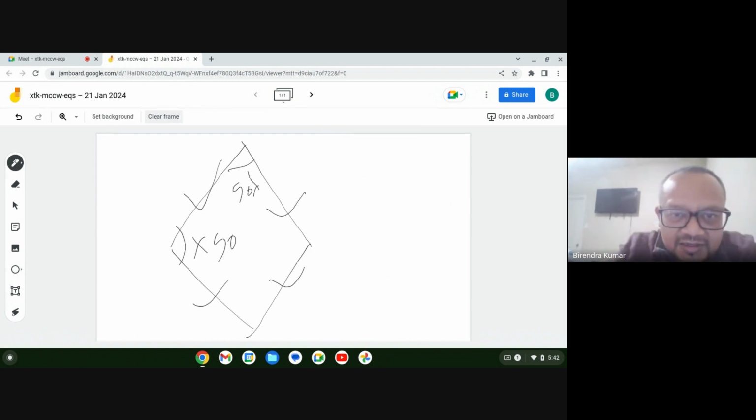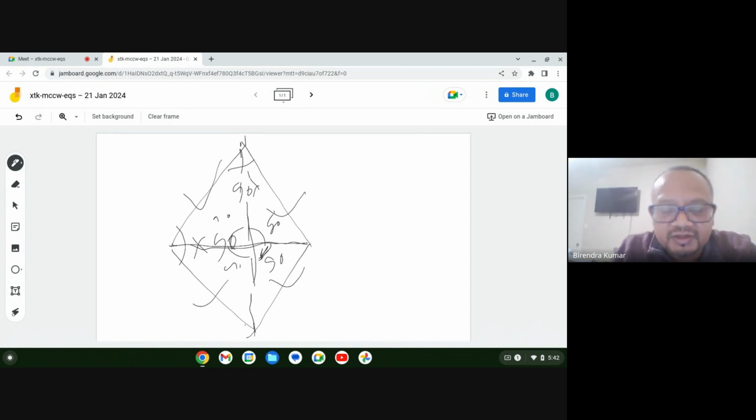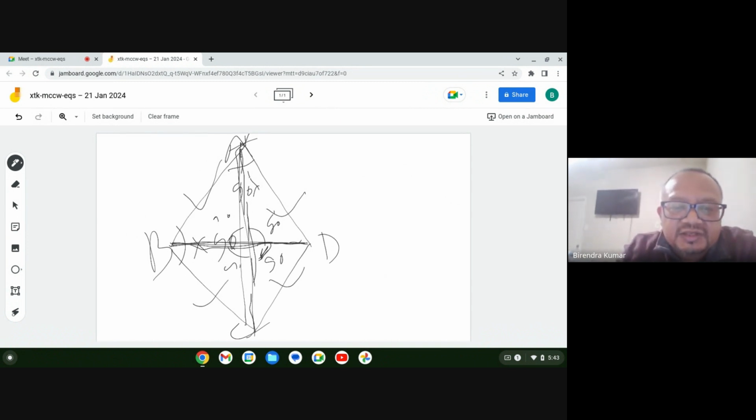Here, one interesting property is that if you join the opposite corners, these are called diagonals. When you join the opposite corners of a rhombus, they cut each other at 90 degrees. This is 90 degrees, this is 90 degrees, this is 90 degrees, this is 90 degrees. So this is the property of a rhombus. Let's say this is A, B, C, D. So one of the diagonals is BD and the other diagonal is AC.